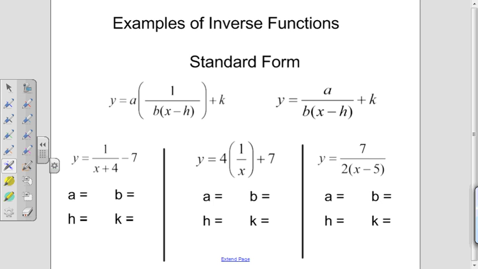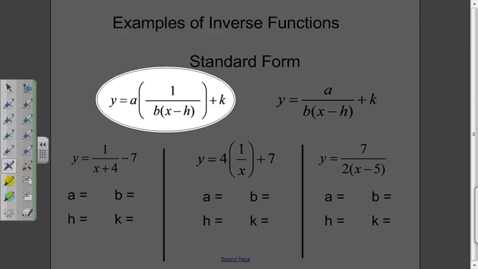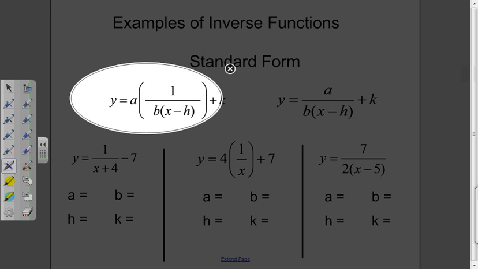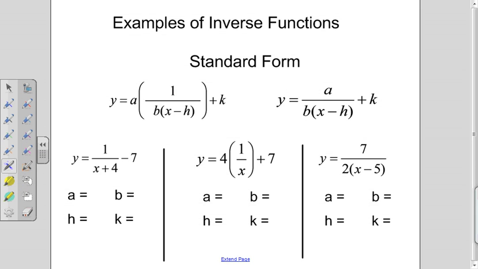So here again, you're looking at the general forms that have A, B, H, and K involved in them. I have two general forms here written. They're really the same. I'll explain that in a second. So again, everything you've learned about A, B, H, and K is true.